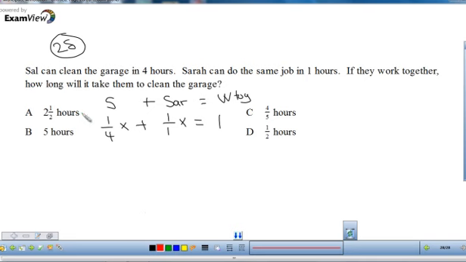So what we're going to do is multiply everything by 4 and 1. So we're going to have the 4's cancel, 1x. Okay, 1 times 4 is 4x. And then 1 times 4 times 1 is 4. So we're going to combine like terms. And then we're going to divide by 5. So x is 4/5.